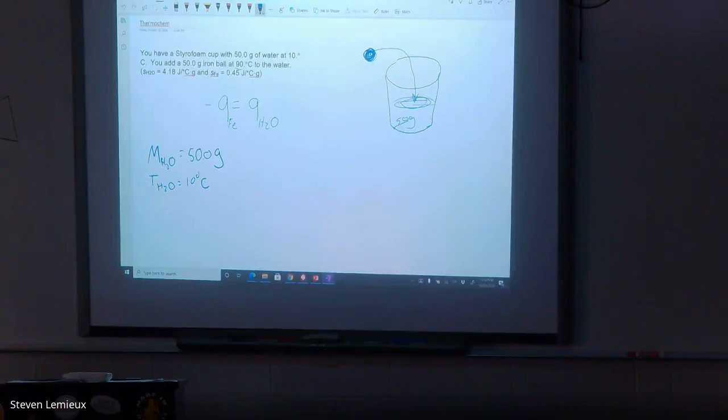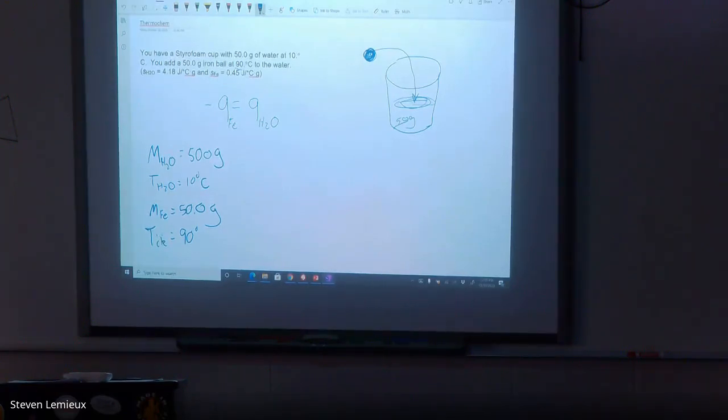Now we're going to add the mass of the iron ball. This iron ball also weighs 50, much more dense, so it doesn't take up as much space. And the temperature of the iron ball is 90 degrees Celsius, my initial iron temperature. So we're going to mix those together.